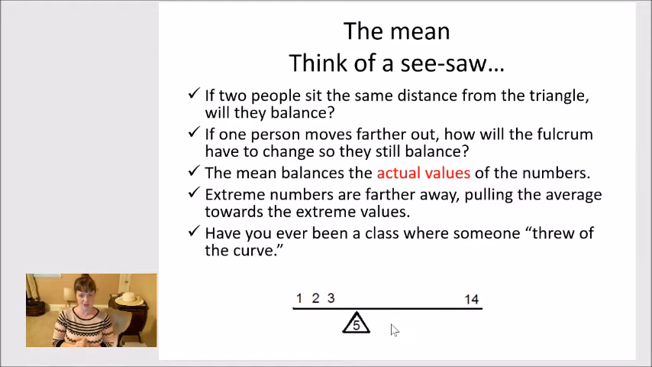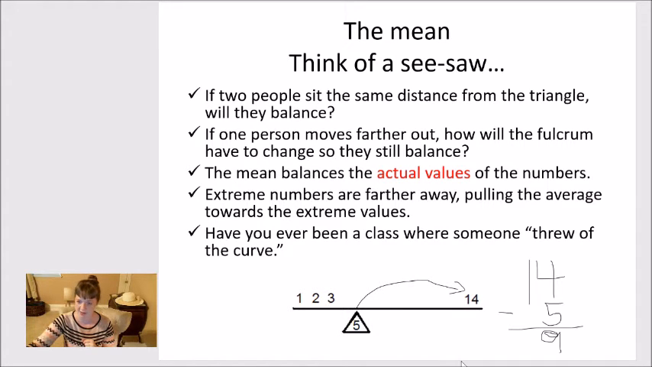Because ask yourself this question. How different is 5 from 14? Well, in math, if we want to figure out how different two numbers are, we subtract. So let's go draw again. How far away is 5 from 14? And the answer is 9. So 5 is 9 away from 14. Okay, put a little 9 there.